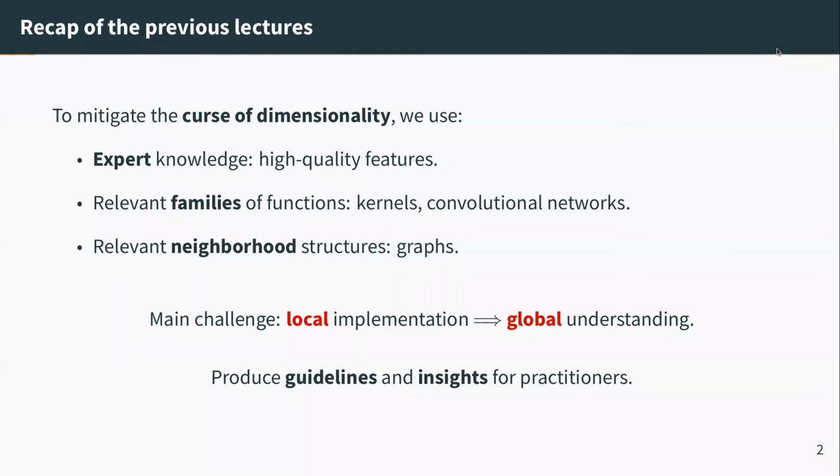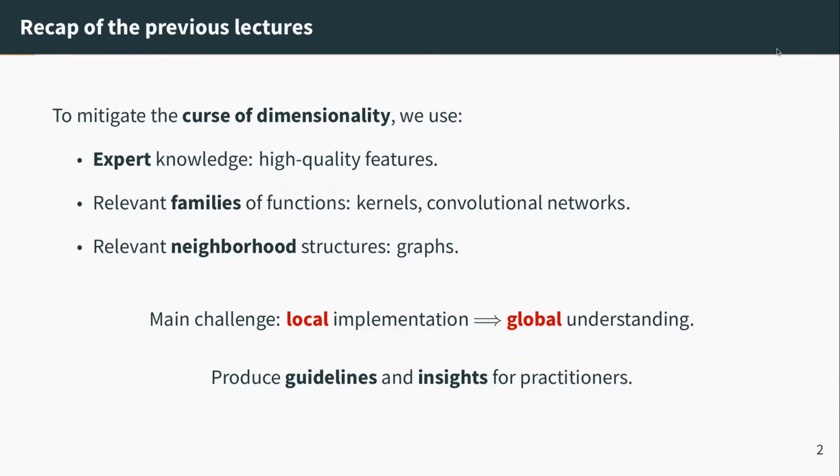So usually we can hope to use relevant families of functions, either, let's say, mathematical families of functions like kernels, or domain-specific architectures like convolutional pyramids for image processing that today we call convolutional neural networks. In other fields, maybe we have access mostly to relevant neighborhood structures. And then we say that we work with graphs. Again, that was the lectures about graphs and geometric deep learning.